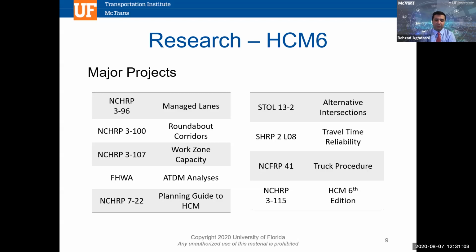You can just do the computations by hand and get a rough idea on how well different facilities will perform. Then we have this new methodology for alternative intersections, as well as travel time reliability, funded through Strategic Highway Research Program Round 2, Project L08. And maybe this was the driving factor to develop HCM6. This was maybe the biggest project that was contributing to the HCM.